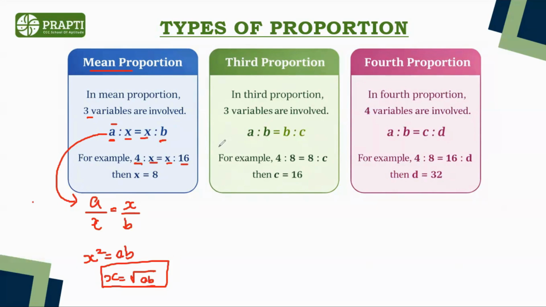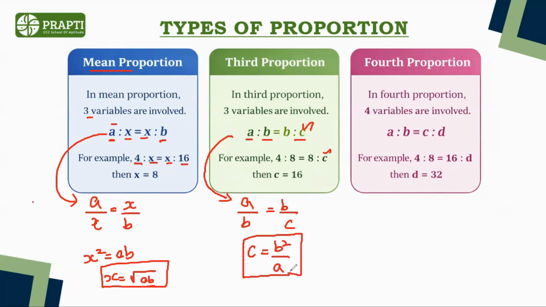In case of third proportion, we have three definite variables: A, B, and C. All the values will be known, and we'll be finding the value of the third variable, in a sense, variable C. For example, A is to B, I can make it as A by B is equals to B by C. C is equals to B square by A. If they ask you to find the third proportion value, you should go with this formula. For mean proportion, you should go with X equals to root of AB.